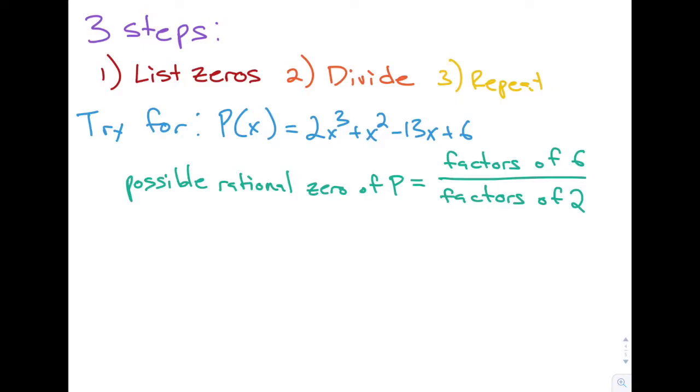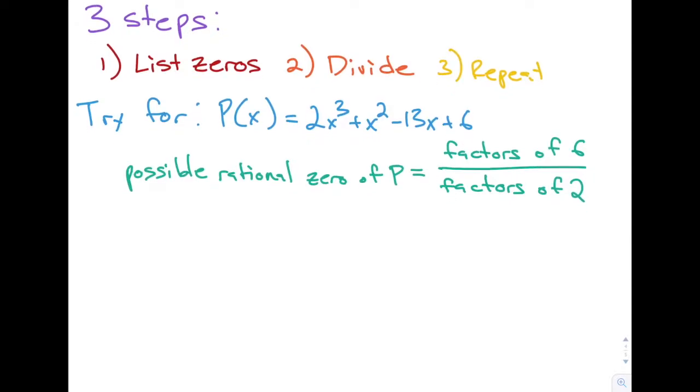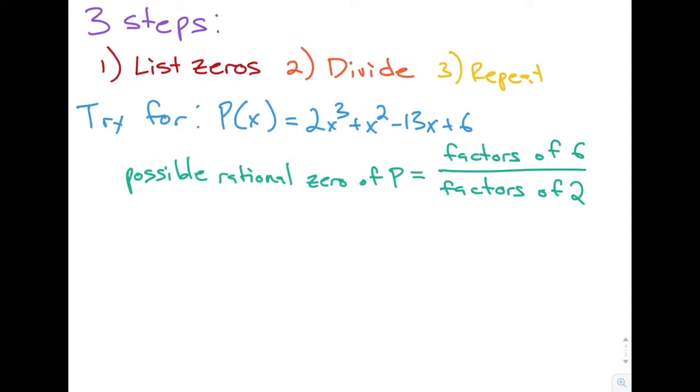So 6 we can say is 1 times 6 or 2 times 3, paired with a positive or negative. So the factors of 6 are plus or minus 1, plus or minus 6, plus or minus 2, plus or minus 3. I'm just pairing each one with the other multiple that makes 6. And the factors of 2 are just plus or minus 1 and plus or minus 2.